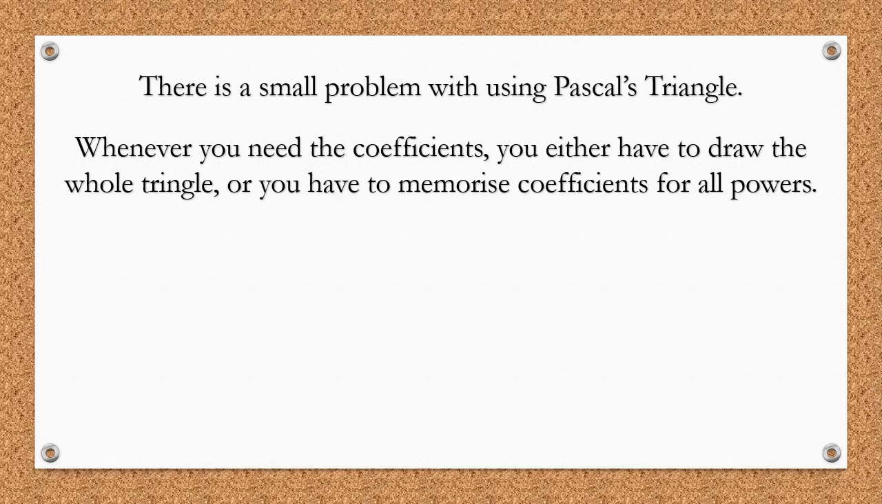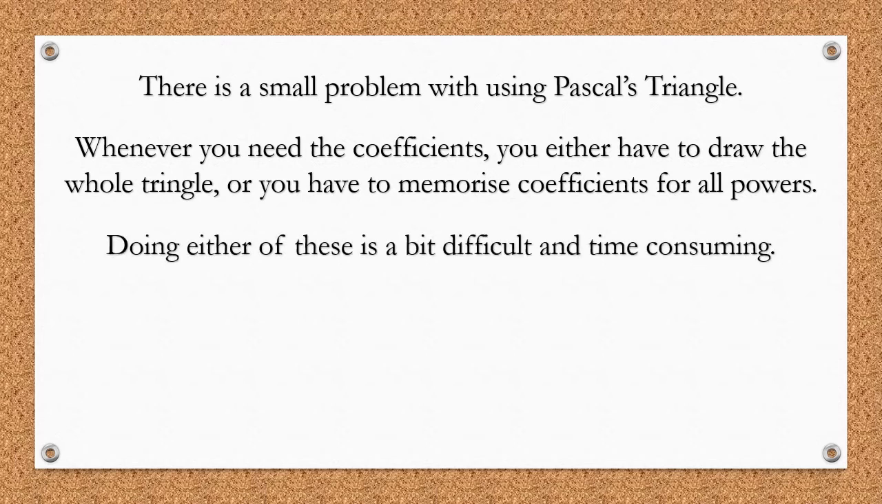If you are in the examination hall, you have to write down the whole triangle for the purpose of calculating a 2 marks question. Or you have to memorize coefficients for all powers, ranging from power 1 to power 7. You need to remember the coefficients for each and every power. Now that is not an easy task. If I tell you to remember squares from 0 to 20 or cubes from 0 to 20, it's that difficult. So doing either of these is a bit difficult, and writing down the whole triangle is time consuming, which we don't have enough of during examinations.